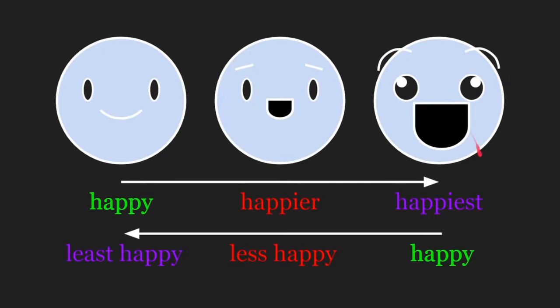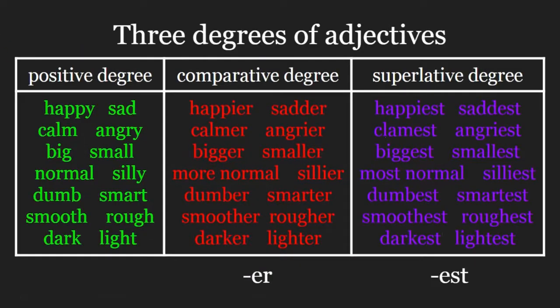We can go the opposite way as well. We can say this one is happy. This one is less happy when we compare these two. And when we put all three together, we can say this guy is the least happy of all. These three degrees, these three levels of adjectives, they have special names.